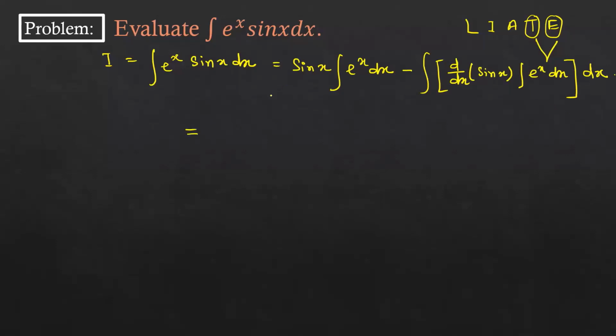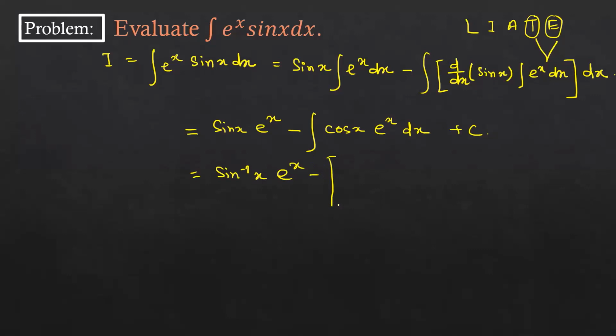So what do you have? You have sine of x e to the power x. Then minus integration over sine of x, which will give you cos of x, and this e to the power x will give you e to the power x dx. Look, again we create a loop which contains a trigonometric function and an exponential function, and it will never end. So we take a constant here. This is c.